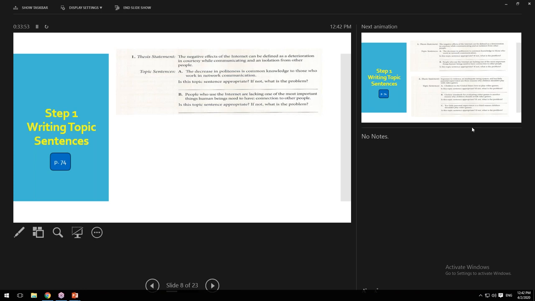Okay, so what do you think? Let's look at the first one. Of course, the thesis statement you have there is: the negative effects of the internet can be defined as a deterioration in courtesy while communicating and an isolation from other people. Topic sentence A: the decrease of politeness is common knowledge to those who work in network communication. Is it an appropriate topic sentence or not? First you have to tell me whether yes or no and give me a reason.